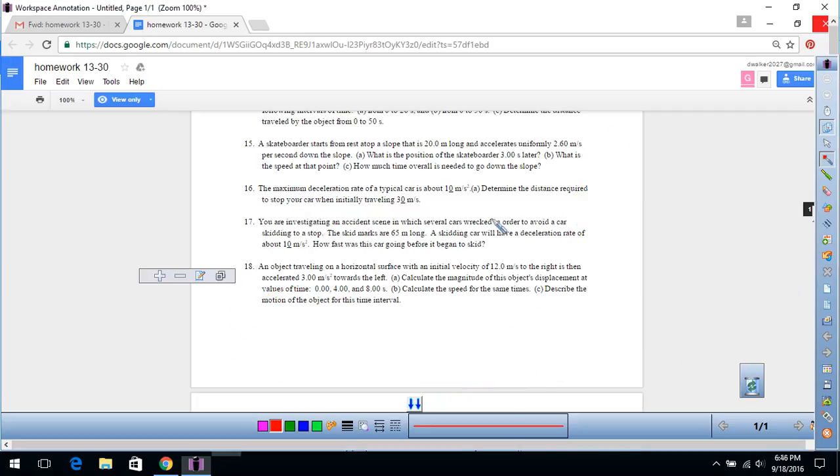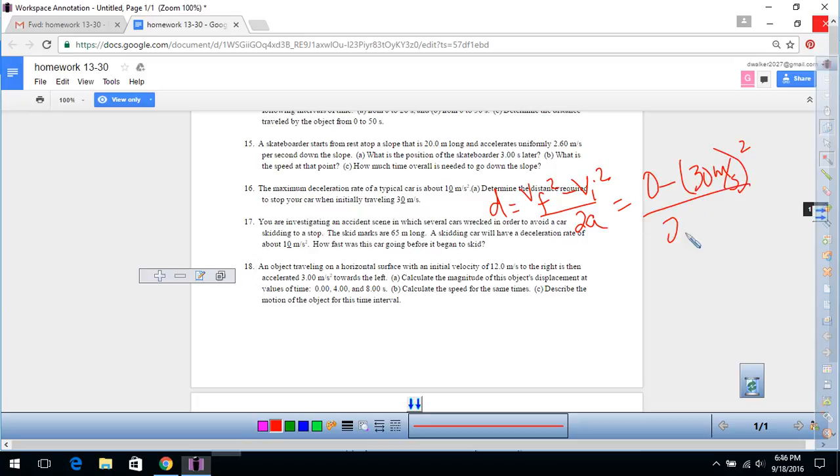16 says the maximum deceleration rate of a car is about 10 meters per second squared. Determine the distance required to stop your car when you're initially moving at 30 meters per second. Okay, so we're looking for distance. And we can say that VF squared minus VI squared over 2A would give us D. VF is going to be our 0. VI is our 30.